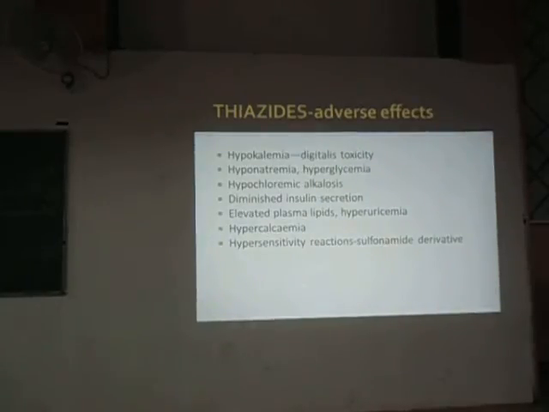Thiazides, adverse effects: hypokalemia, hyponatremia, hyperglycemia, that is relative, then hypochloremic alkalosis. This can also be seen with the previous one, that is, loop diuretics. Also diminished insulin secretion, elevated plasma lipids, hyperuricemia, hypercalcemia, and hypersensitivity reaction because thiazide has a structure similar to sulfonamide diuretics. You might know sulfonamides are the notorious drugs which bring about many adverse drug reactions, starting from Stevens-Johnson syndrome, exfoliative dermatitis, and all types of other minor allergic reactions.